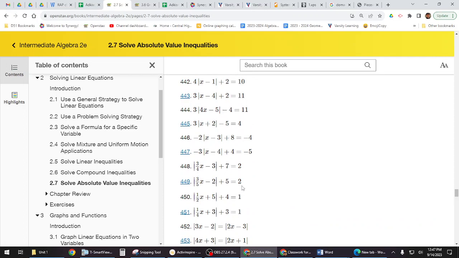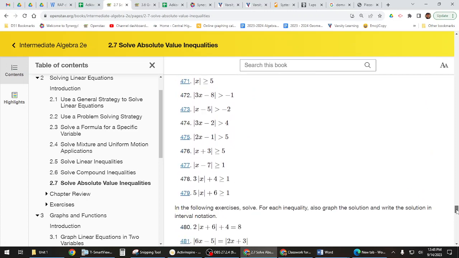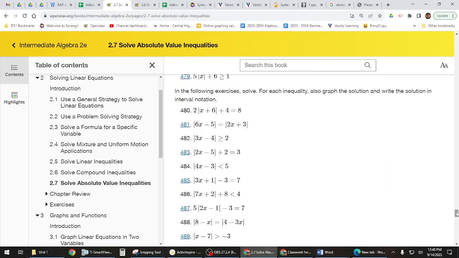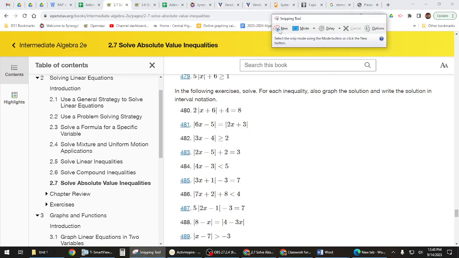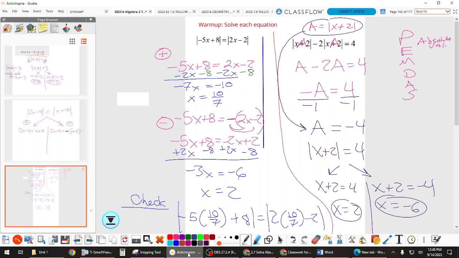449. Okay. If we subtract 5, what happens on the right side? Can an absolute value be negative? So no solution on that. And guys, it's not because there's fractions in those. I know it seemed like that maybe, but that had nothing to do with it. It's not like all the fraction ones are no solutions.